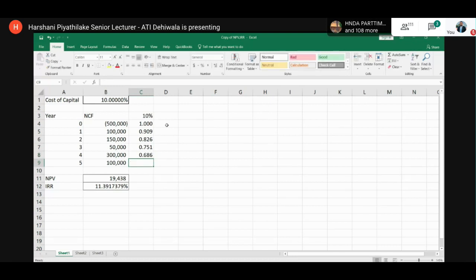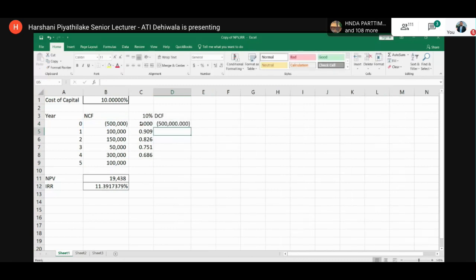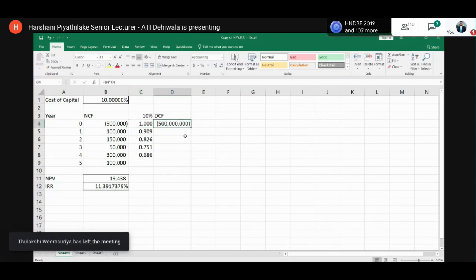Then we can calculate the discounted cash flows, not NPV directly. NPV is the total outflow and the total discounted cash inflow. This is the discounted cash flow. You can directly multiply this one by this amount, right? Then you understand. It's decimal places, 500,000. Yes.